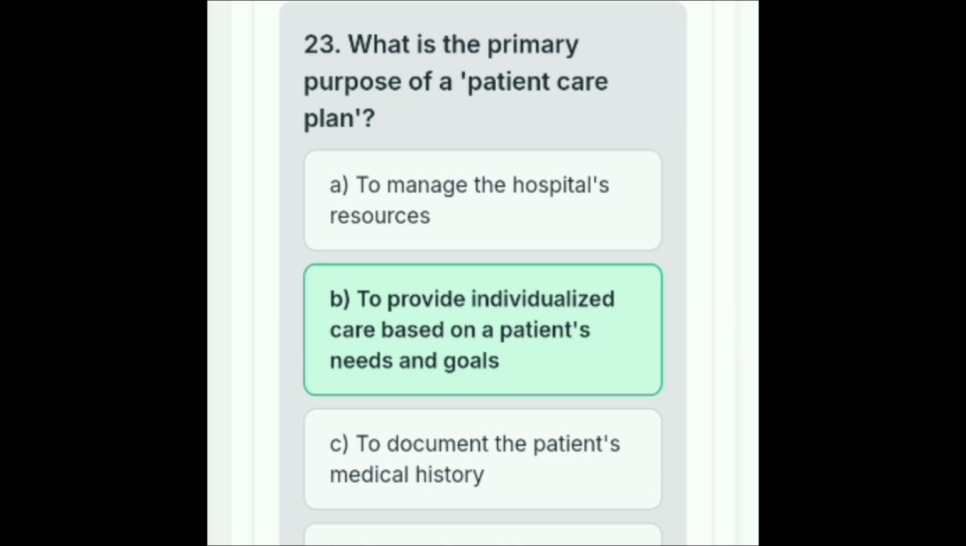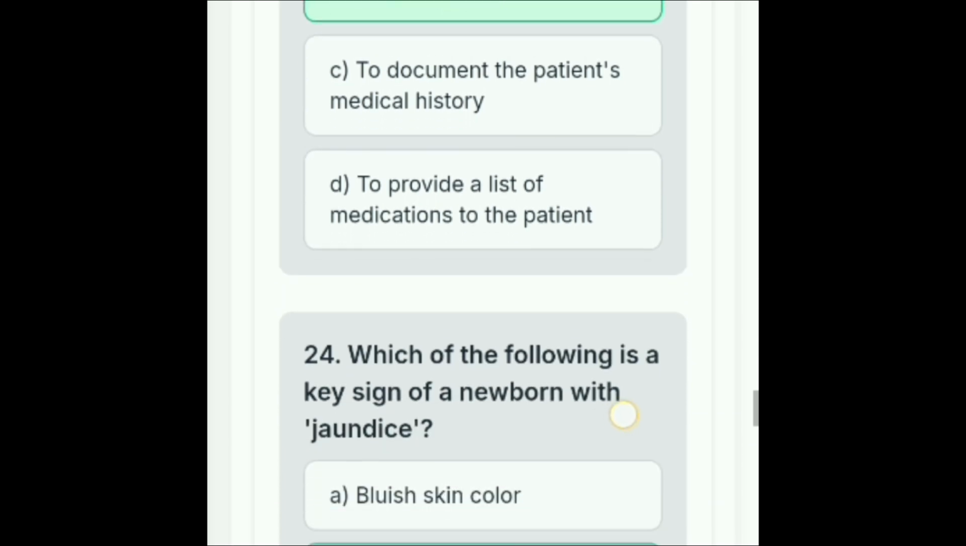23. What is the primary purpose of a patient care plan? Option A, to manage the hospital's resources. Option B, to provide individualized care based on a patient's needs and goals. Option C, to document the patient's medical history. And the D, to provide a list of medications to the patient. So the B is correct.